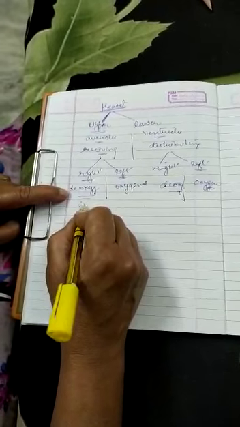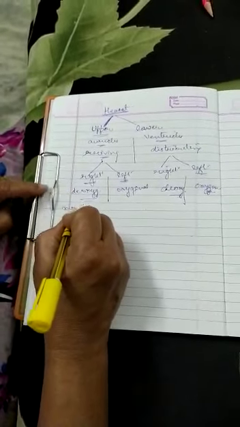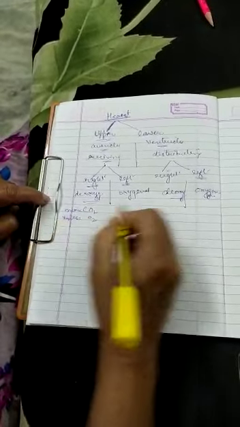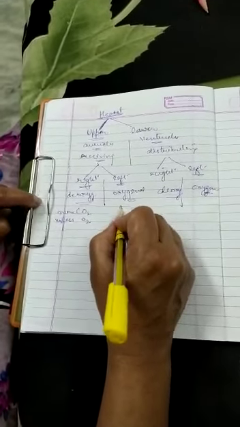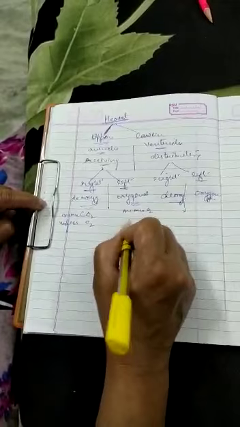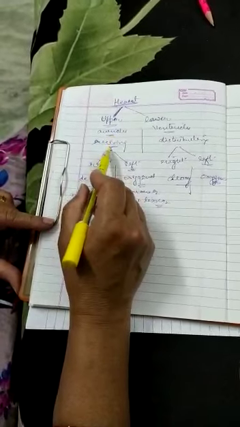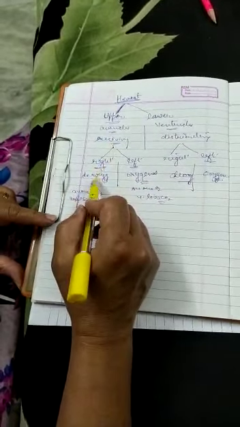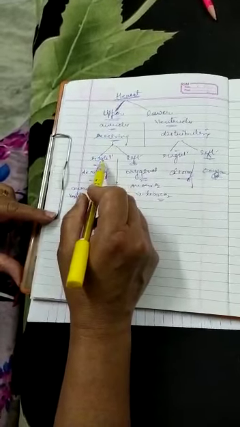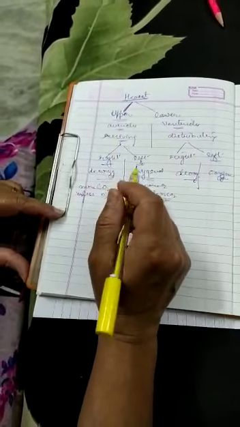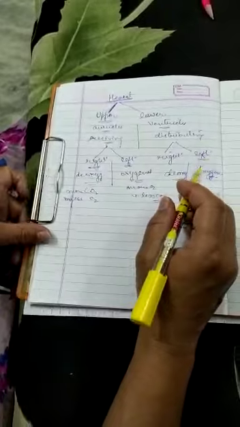Deoxygenated means it has more carbon dioxide and very little oxygen, and oxygenated means more oxygen and very little carbon dioxide. So the right auricle is a receiving chamber. It receives deoxygenated blood from the entire body, that is the head, neck, arms and the lower part. Now we come to the structure of the heart. Now I will show you the diagram.